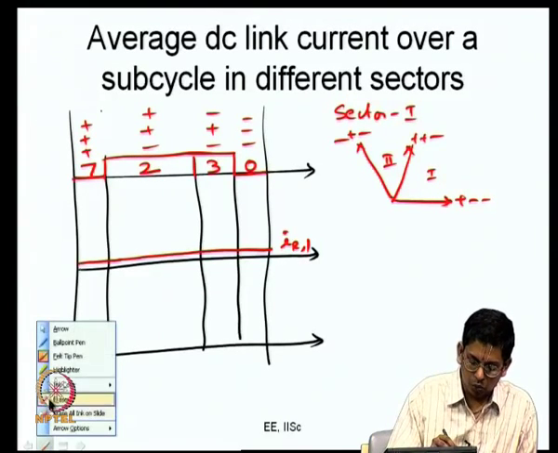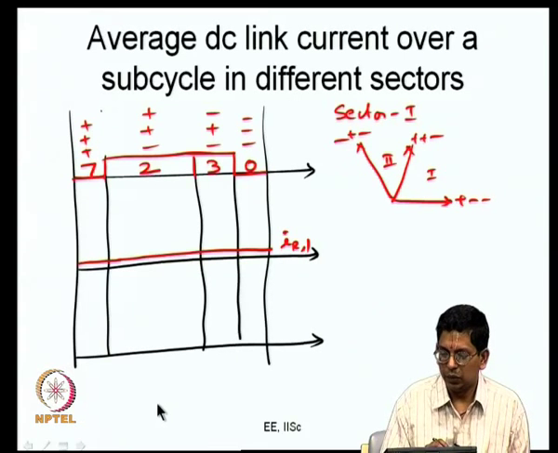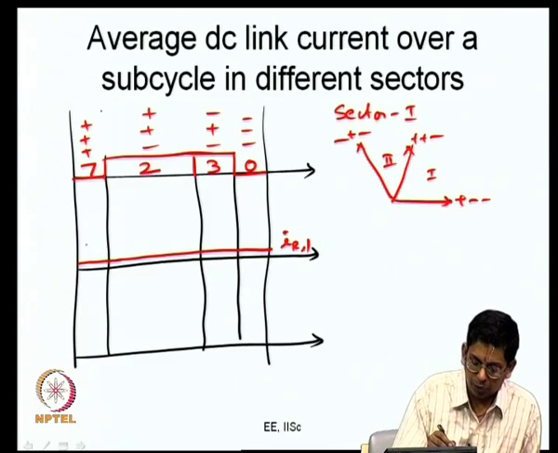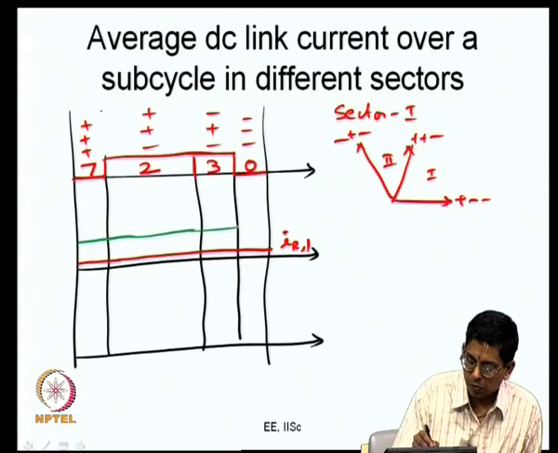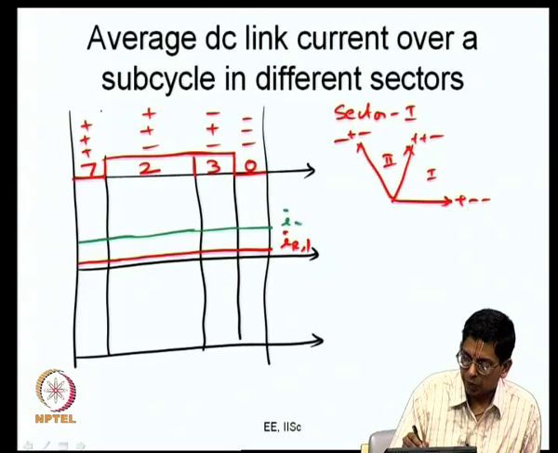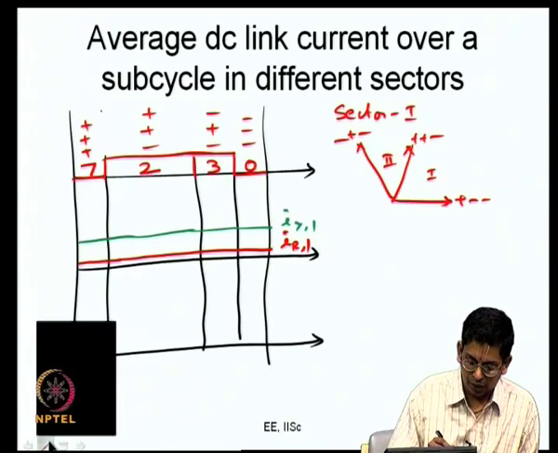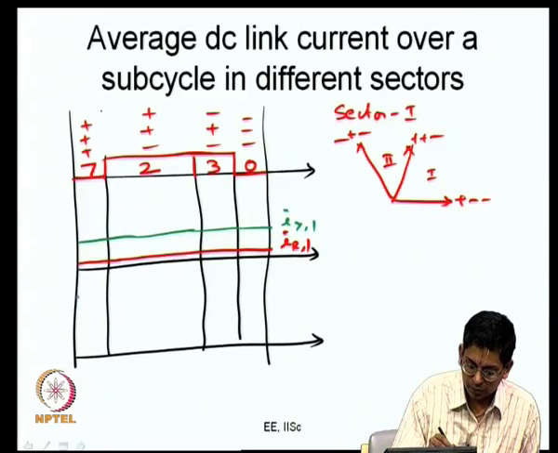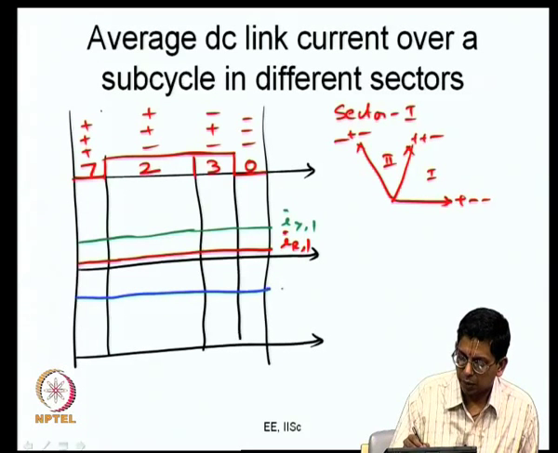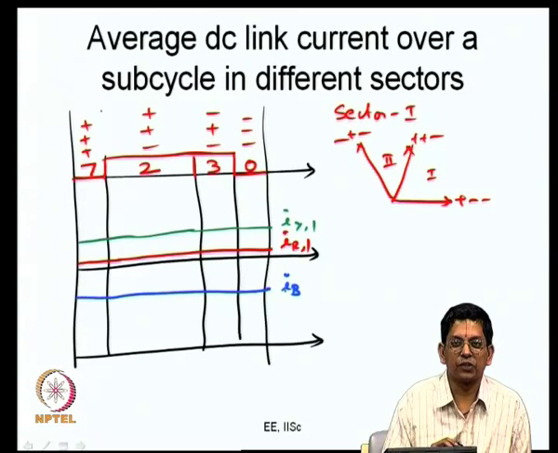And let us say we go to IY. So, IY will be somewhat positive now. This is the Y phase fundamental current now, and then let us say we look at the B phase current. This is IB. So, now these are the 3 phase currents.